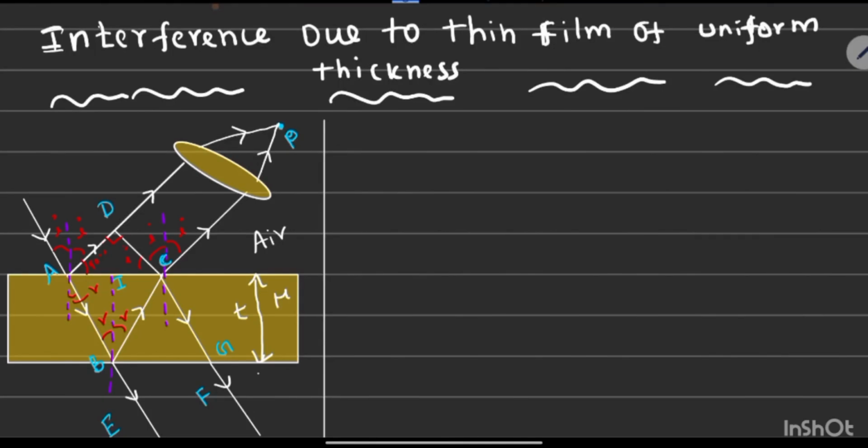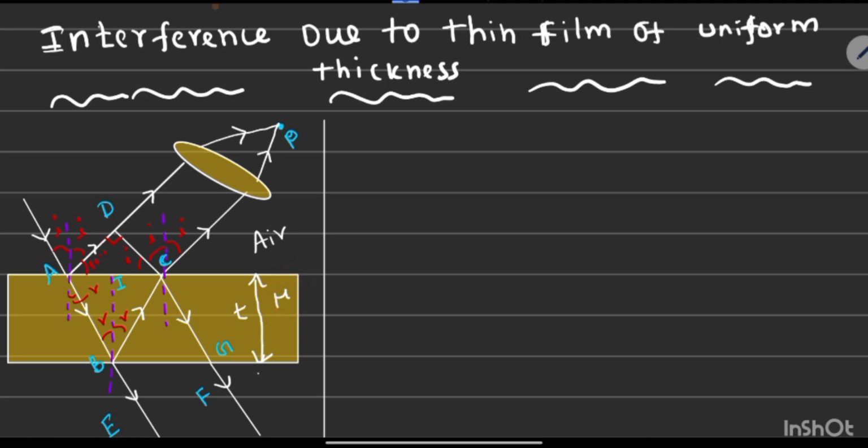Hello all. Today we will discuss the interference due to thin film of uniform thickness. Here we have a thin film of thickness D immersed in air medium, and the film has a refractive index of mu. Light is falling from the top surface of the thin film.